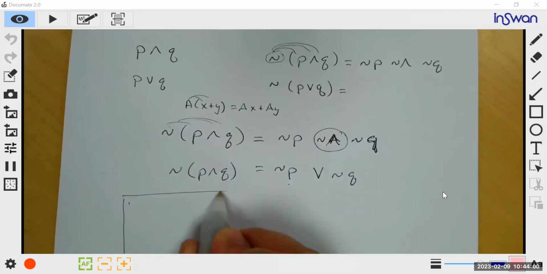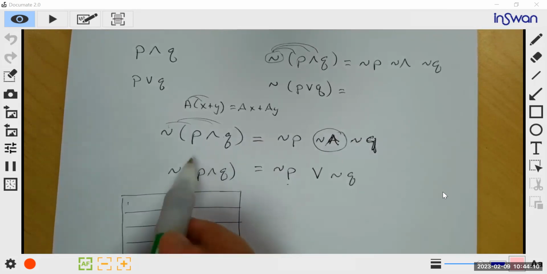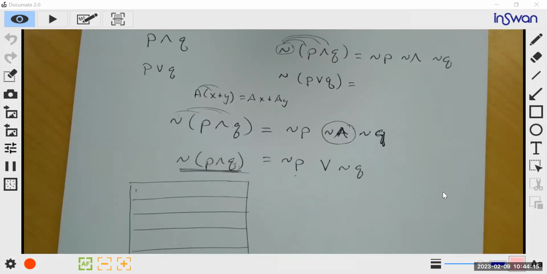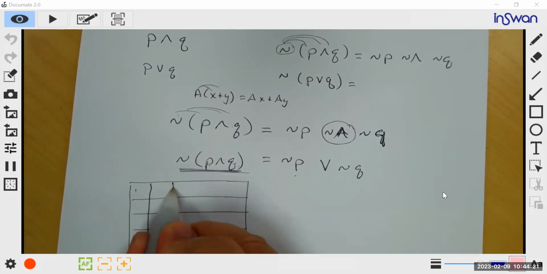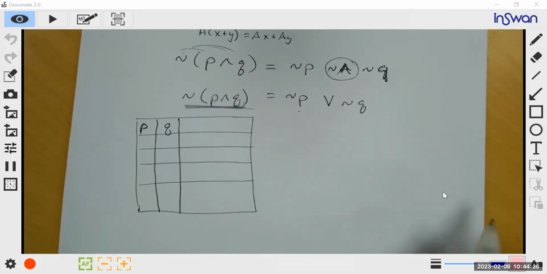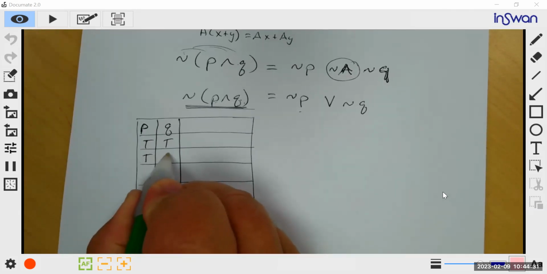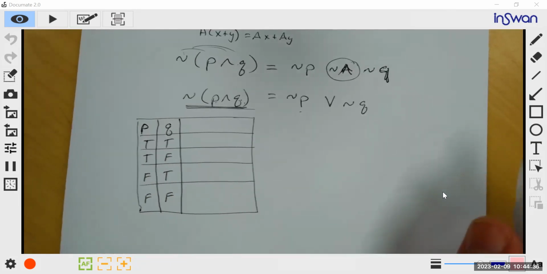How many rows do we need? How many letters do we have? We have 2 letters, P and Q. We're doing this side first. So we need 4 rows. P and Q: true, true, true, false, false, true, false, false.